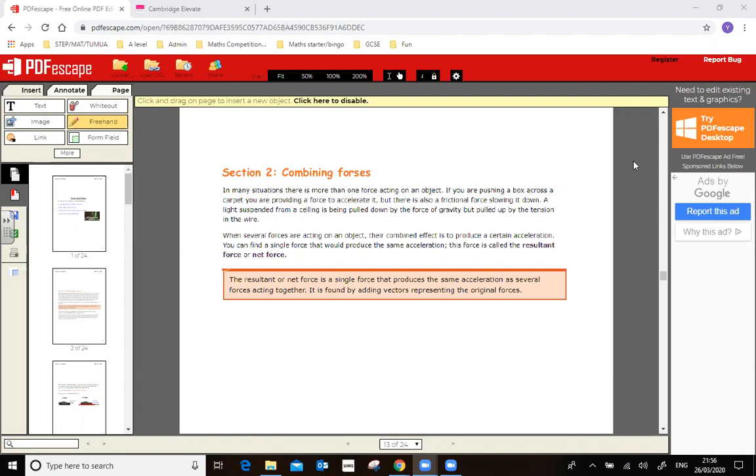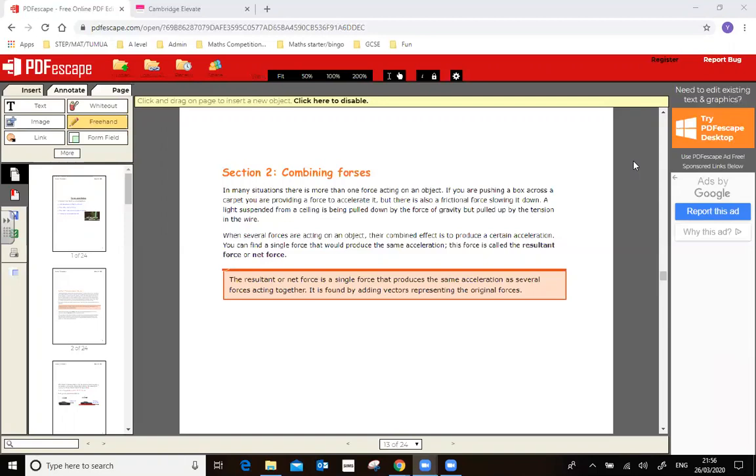Now, in the previous section, we only looked at examples where there was only one force acting on the object. But we know in real life that it's not always going to be the case. So we would frequently have multiple forces acting on an object. So imagine if you're pushing a box across a carpet, you're providing a force to accelerate it. But there's also a frictional force slowing it down. A light suspended from a ceiling is being pulled down by the force of gravity, but pulled up by the tension in the wire.